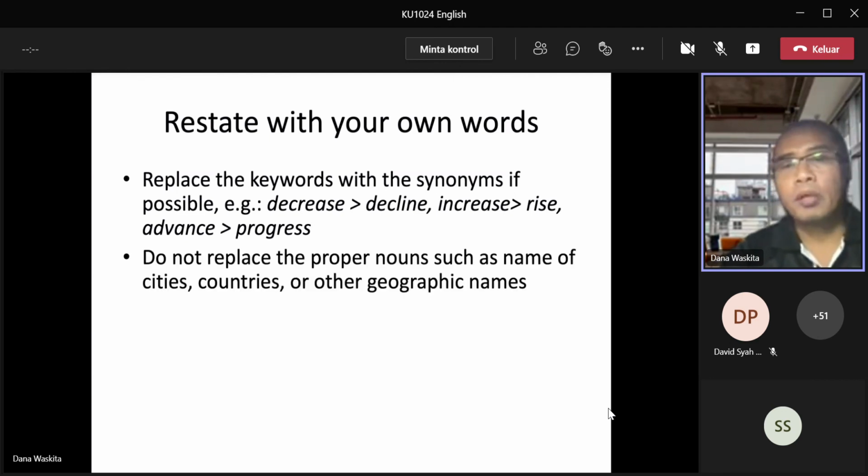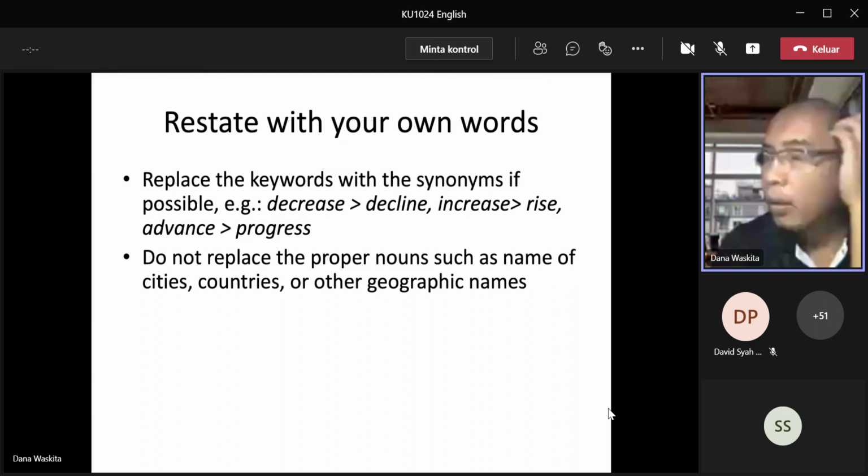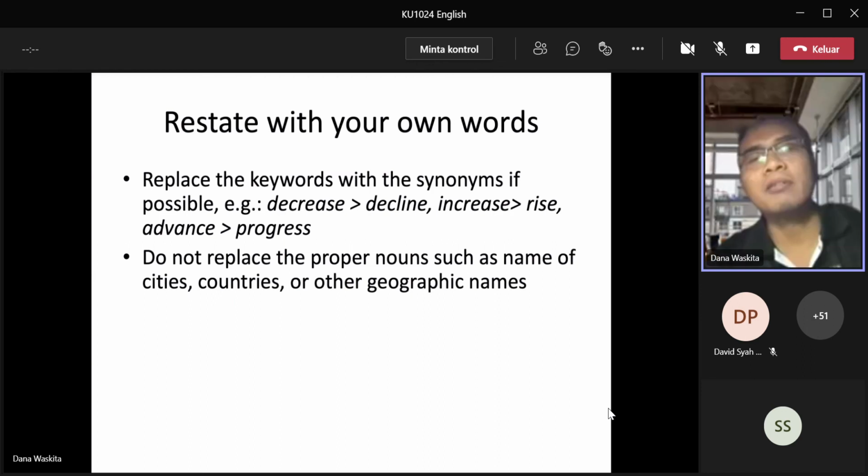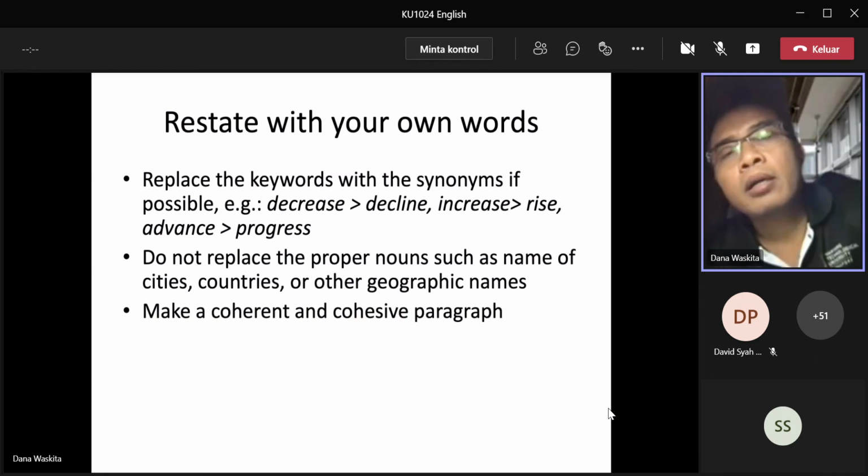Ya, sama juga Anda tidak bisa menggantikan nama gunung Tangkuban Perahu menjadi inverted ship mountain misalkan gitu ya. Jadi tidak boleh diterjemahkan ya, Tangkuban Perahu itu jadi seperti itu. And then make sure that you also write the summary in a coherent and cohesive paragraph. Okay.